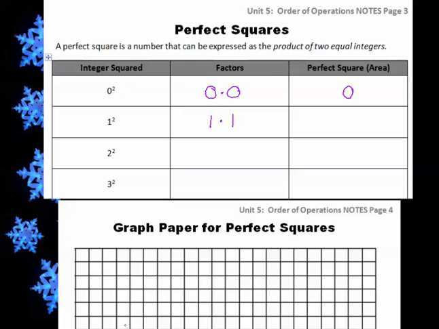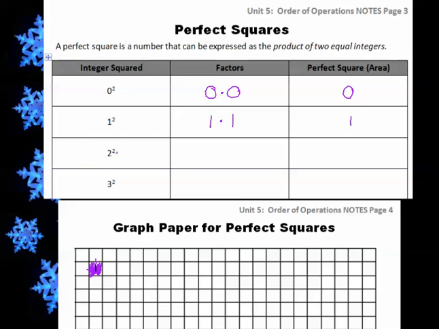And if we use our graph paper on page 4, we can draw a box that is 1 box high and 1 box across, and we can color that in. And how many squares make up that box? Well, 1 square makes up that box. So the perfect square of 1 is 1.